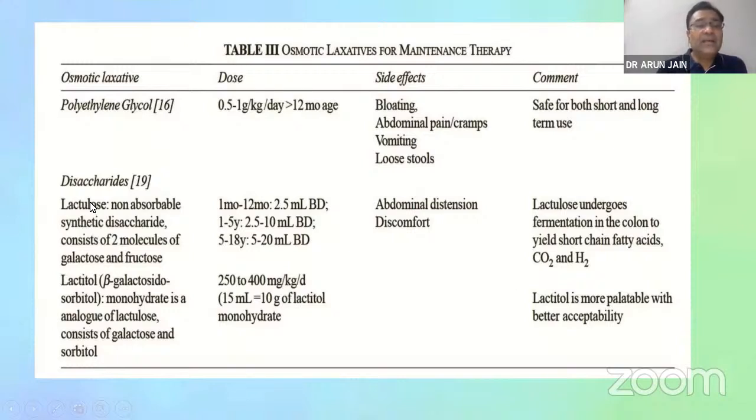Now, among the disaccharides, lactulose and lactitol, lactitol is now preferred. It is a monohydrate. Lactitol consists of lactose and sorbitol, and the dose is 250 to 400 milligram per kg per day, or 15 ml में it is 10 gram of lactitol monohydrate. So, 10 kg में it will be 5 ml BD हो जाएगा. It is more palatable and better acceptable.